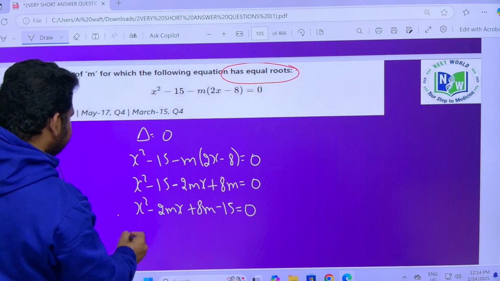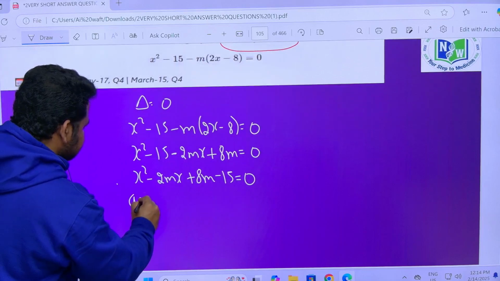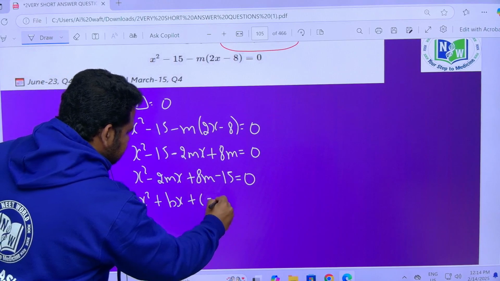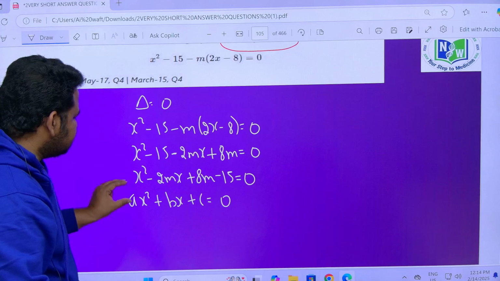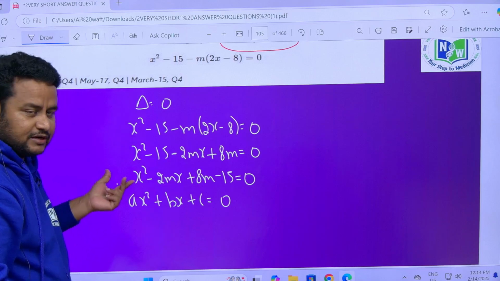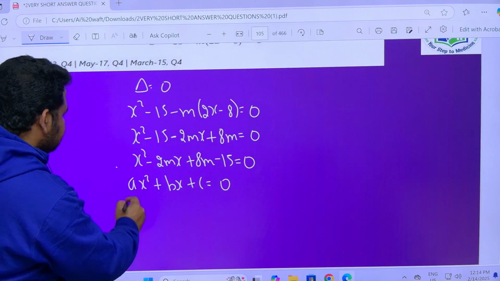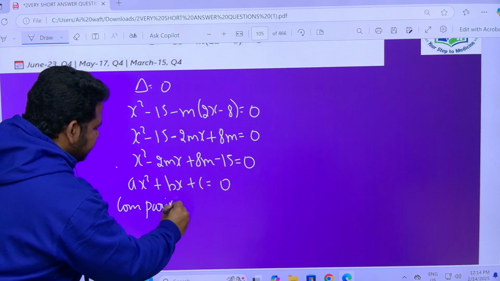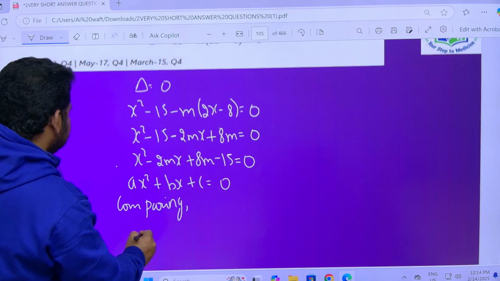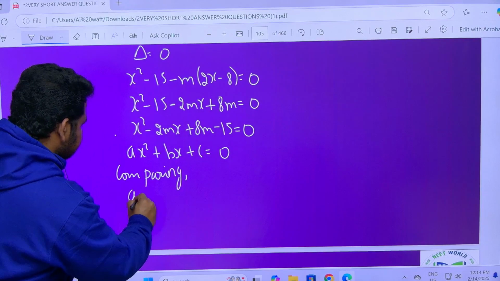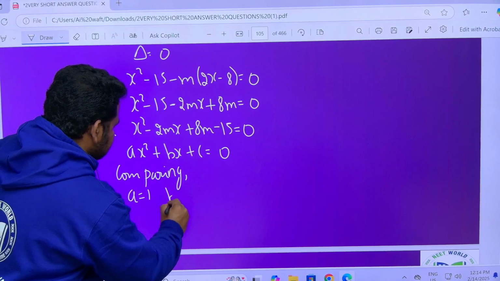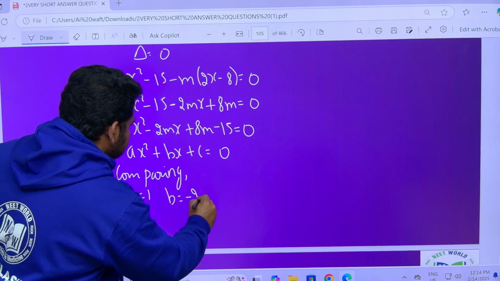Now comparing this with our standard equation, what is our standard equation? ax square plus bx plus c is equal to 0. Now what is the value of a here? The value of a here is 1. On comparing, friends, we get that the value of a is equal to 1, and the value of b is equal to minus 2m.